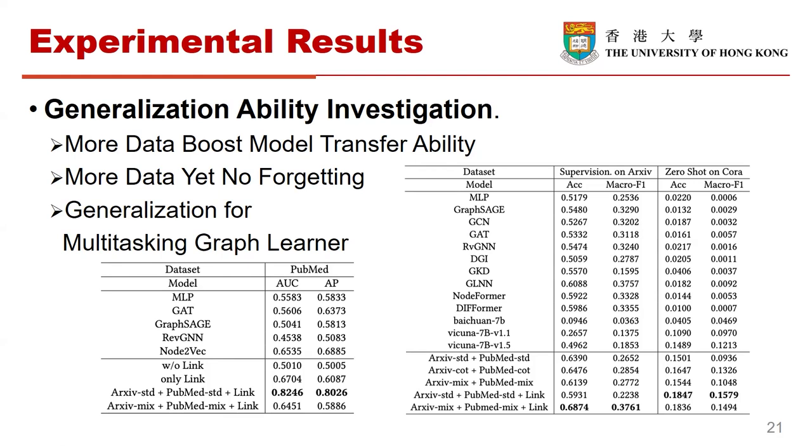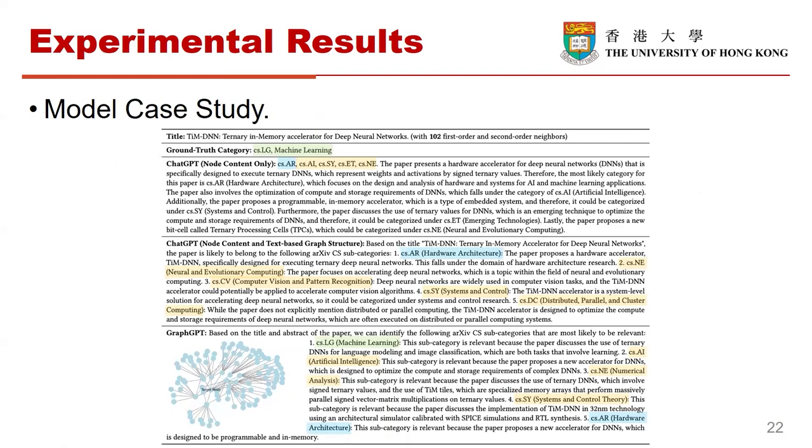The third observation is that if we use a multi-task dataset to instruction-tune our GraphGPT, the generalization ability on multiple graph learning tasks will also benefit. And this is our model case study of our GraphGPT.